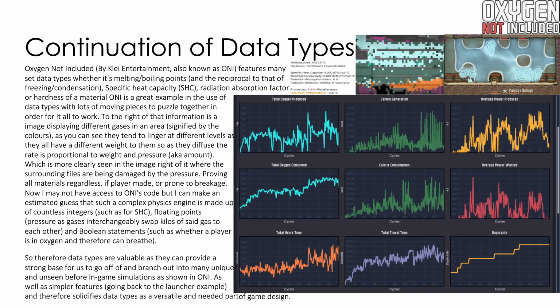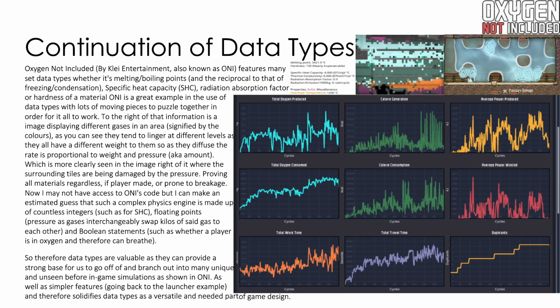To the right of that information is an image displaying different gases in an area signified by colors. As you can see, they tend to layer at different levels as they all have different weights to them. So as they diffuse, the rate is proportional to weight and pressure, aka the amount, which is more clearly seen in the image right of it, where the surrounding tiles are being damaged by the pressure, proving all materials, regardless if player made, are prone to breakage.